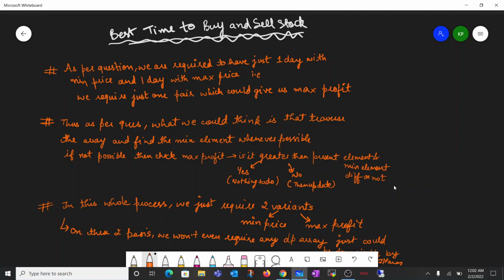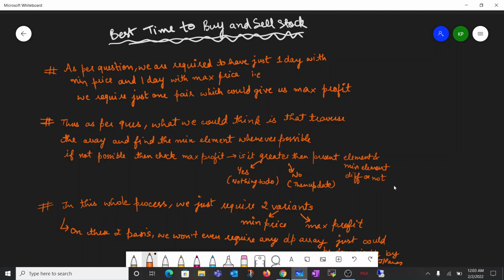So basically what I'm trying to say here is that while traversing the prices array, first we'll check whether this particular price is smaller than the minimum price or not. If it is smaller than the minimum price, then we'll simply update the minimum price. But if it is not smaller than the minimum price, then at that moment we'll check what the maximum profit is which we could make.